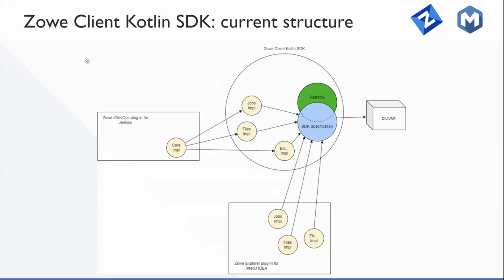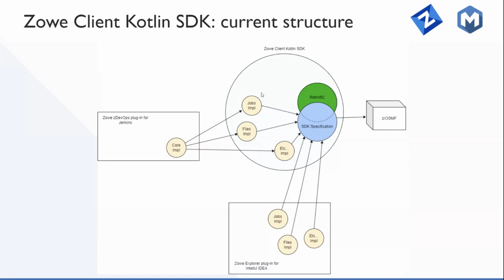we are about to change our Kotlin SDK, Zowe Client Kotlin SDK, from the structural point of view. So for now, we have some things that are highly coupled between each other. Some of them represent some kind of specification. Some of them are just coupled for the historical reasons. And for that reasons, we are going to introduce some new structure.